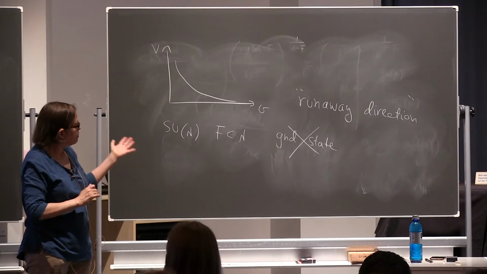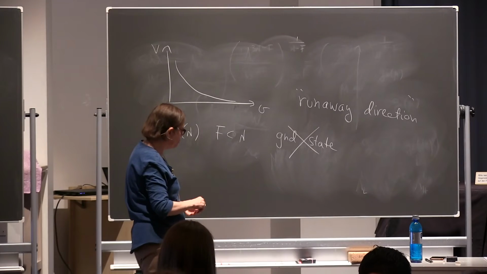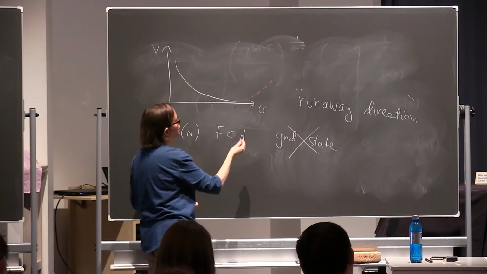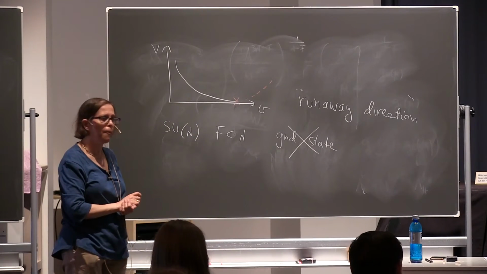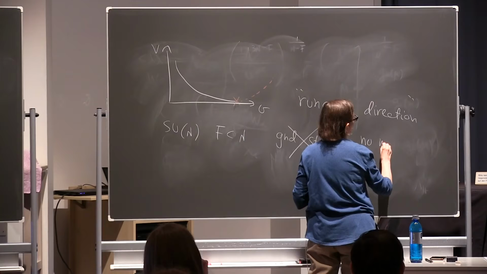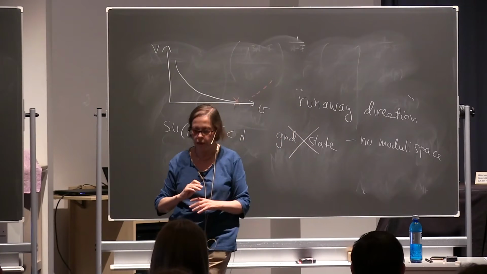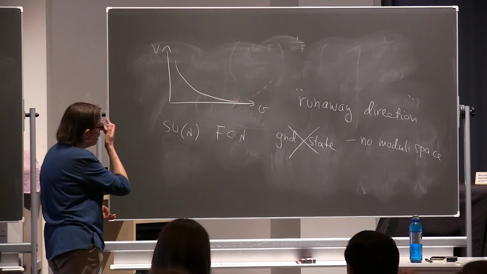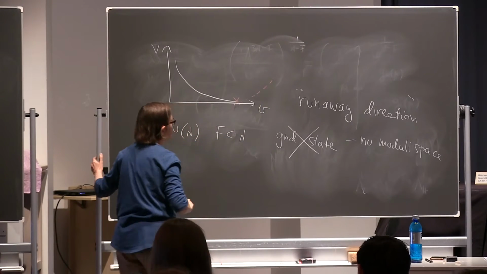So should we throw out this thing completely? No. One thing that we can do in order to make this sensible is to add something that would make the potential rise, such that we will find a minimum somewhere at some finite point in field space. Another way to say this is that at this point, this theory has no moduli space. There's no point in field space for which the potential vanishes. So we want something that will make the potential rise at infinity.